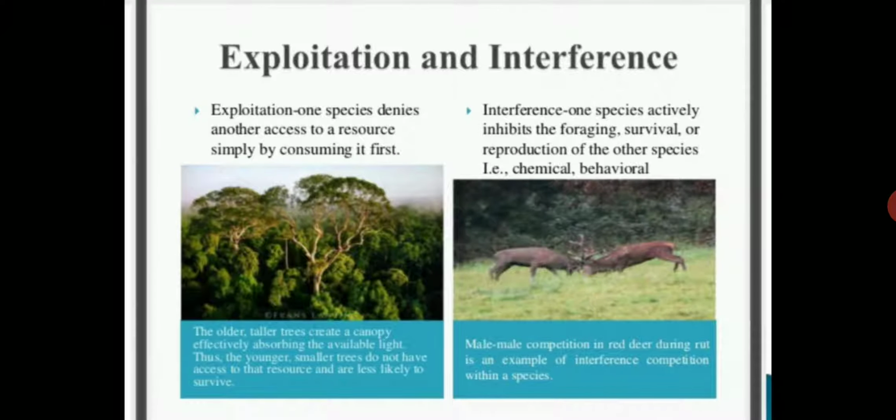Competition is of two types: interference competition and exploitation competition. In interference competition, organisms come in direct contact with each other, like fighting, defending a territory. In exploitation competition, two organisms exploit the same resource, which can be food, space, or prey, but do not come in direct contact with each other.